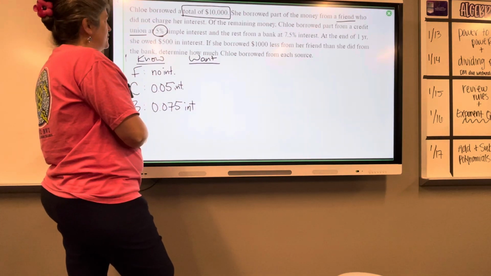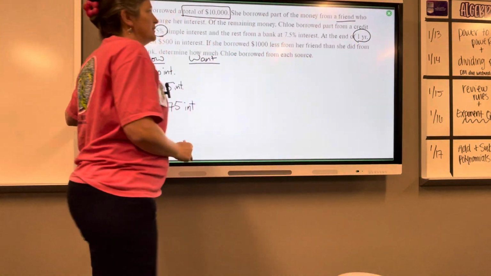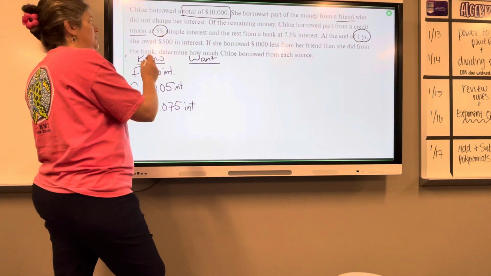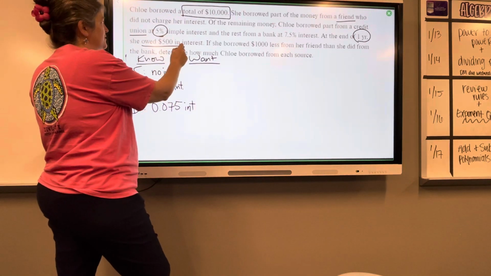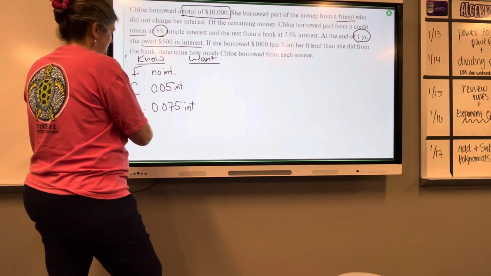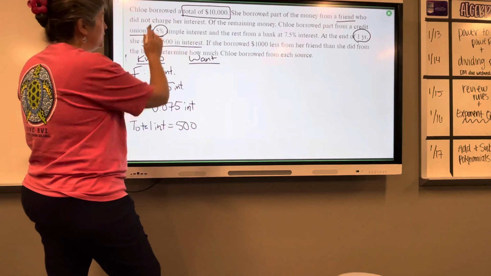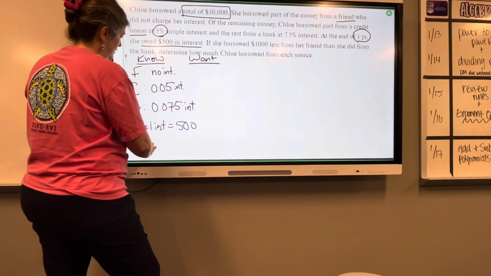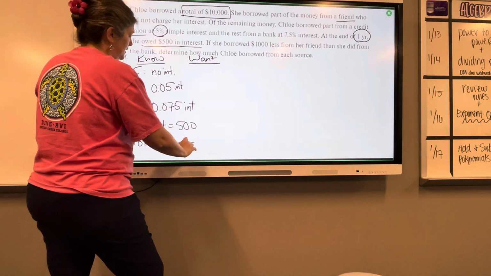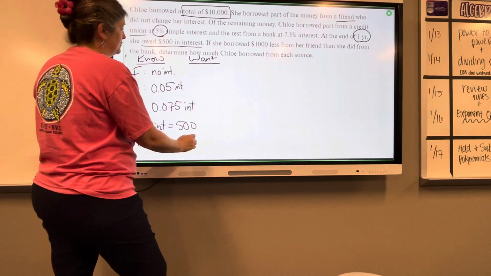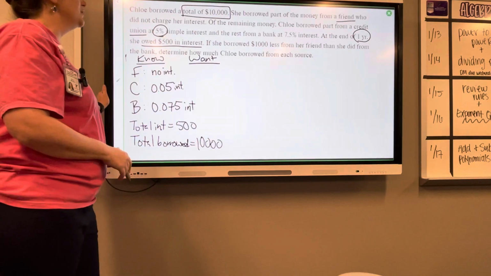At the end of 1 year, she owed $500 in interest. So 1 year means they're going to pay one dose of these simple interest annual fees. But she owed $500 in interest. So total interest is 500. We also had total borrowed, right? Two different numbers that something is going to add up to. The total borrowed was 10,000. I boxed it, but I forgot to write it down in what I know.